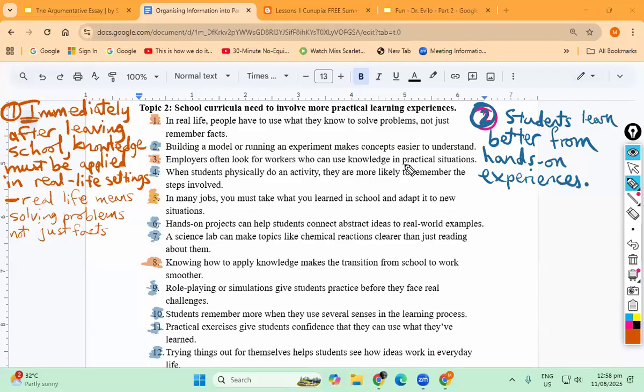Employers often look for workers who could use knowledge in practical situations. So employers want workers who can use knowledge.